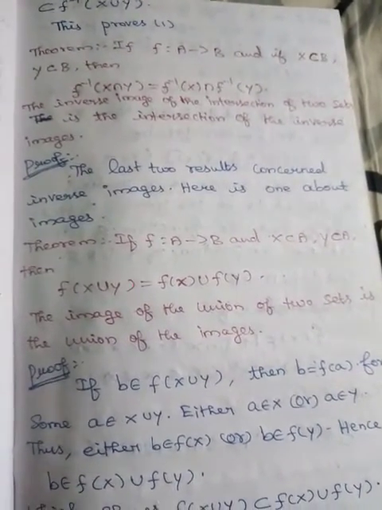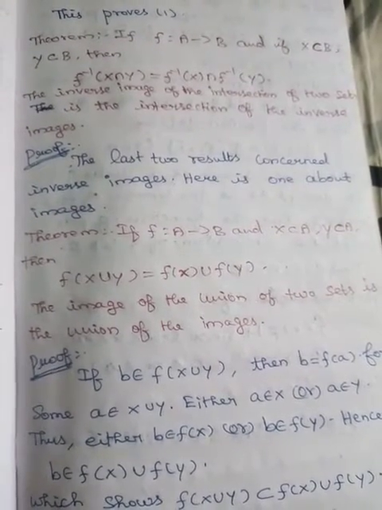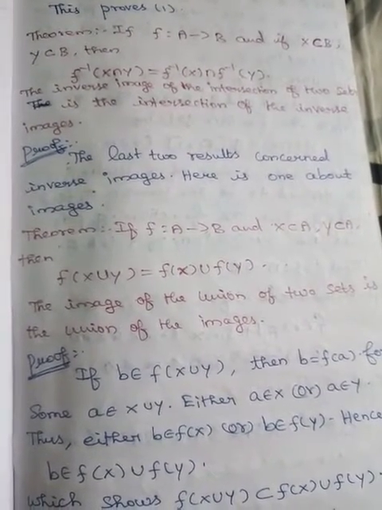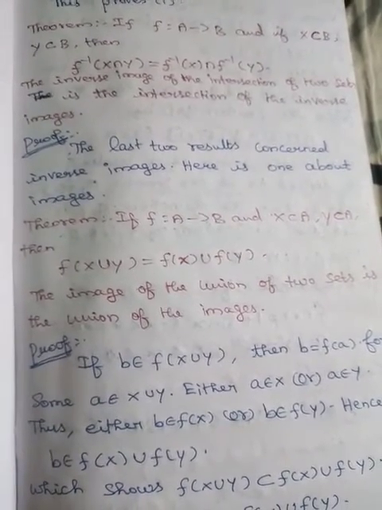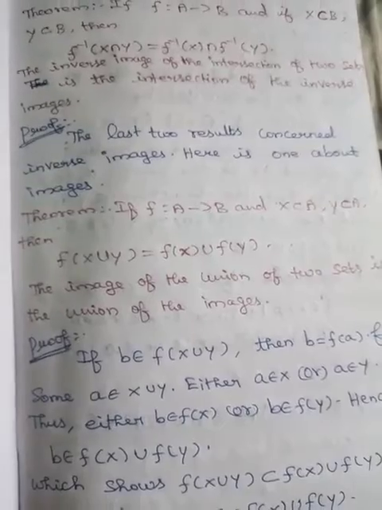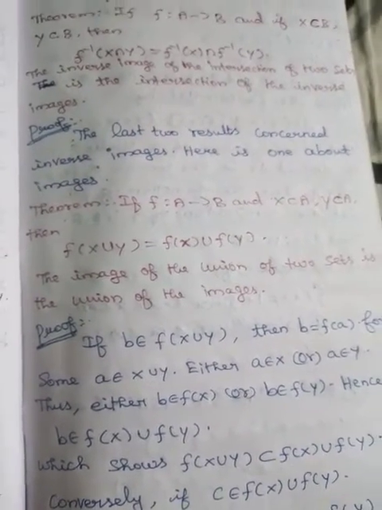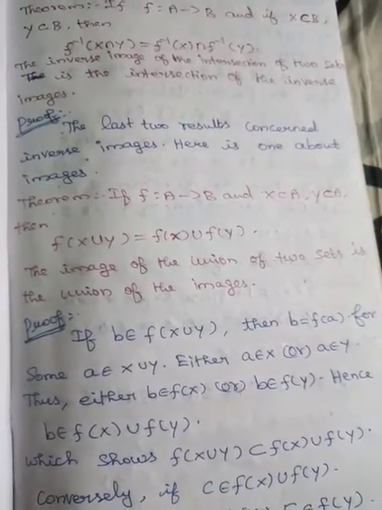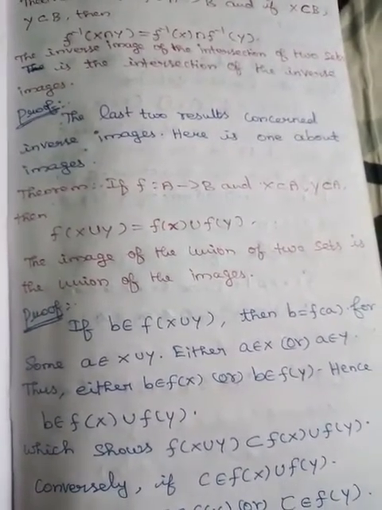Next, another theorem: if f: A → B and if X ⊂ B, Y ⊂ B, then f inverse of (X ∩ Y) = f inverse of X ∩ f inverse of Y. The inverse image of the intersection of two sets is the intersection of the inverse images. Proof: the last two results concerned inverse images. Here is one about images.